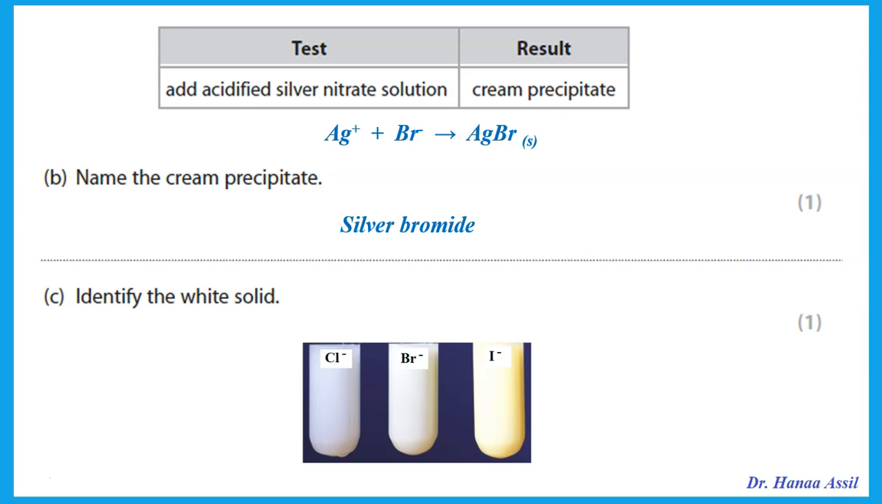So from what we have done, identify the white solid. What did we find? We found that it has lithium from the flame test, and we found that it has bromide from the test with silver nitrate, and that means my white solid originally was lithium bromide.